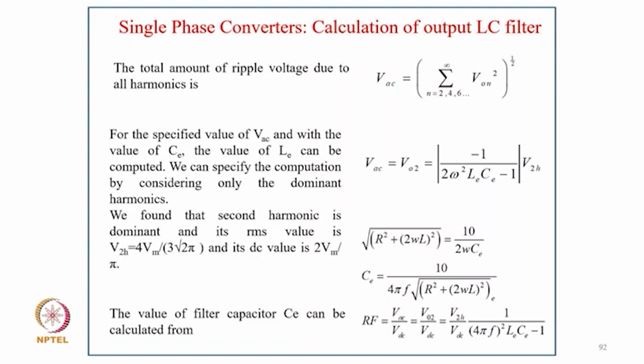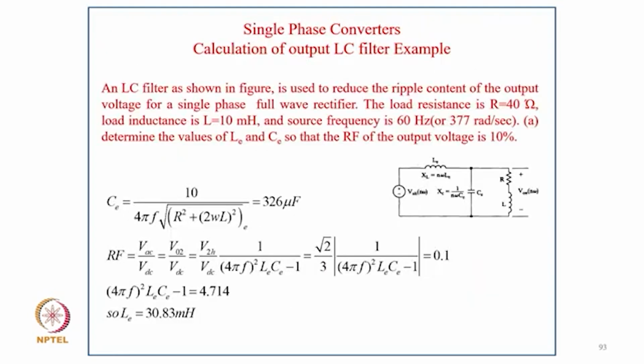Under root R square plus 2 omega L square is equal to 10 upon 2 omega C, equal to 10 upon 4 pi f, and under root R square plus 2 omega L square, and that value of the filter capacitor can be calculated. Ripple factor for this: RF equal to Vac upon Vdc, that is Vo2 upon Vdc equal to V2h upon Vdc divided by 1 upon 4 pi f square LeC minus 1.